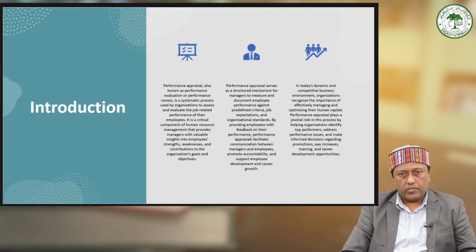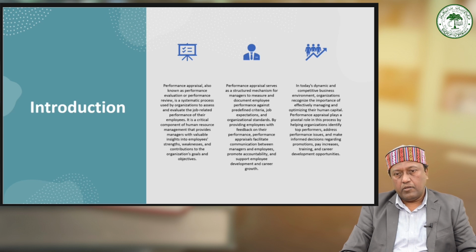So just to understand what performance appraisal is, just let me tell you, this is also known as performance evaluation or performance review. And this is a systematic process used by the organizations to assess and evaluate the job related performance of their employees. It is a critical component of human resource management that provides managers with valuable insights into employees' strengths, weaknesses, and contributions to the organization's goals and objectives.